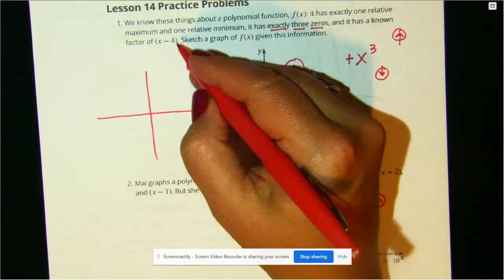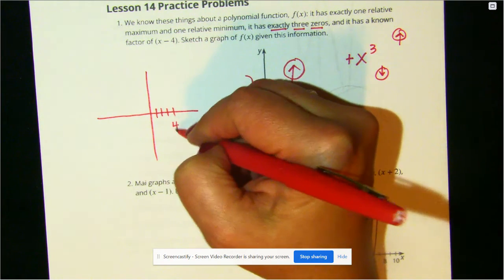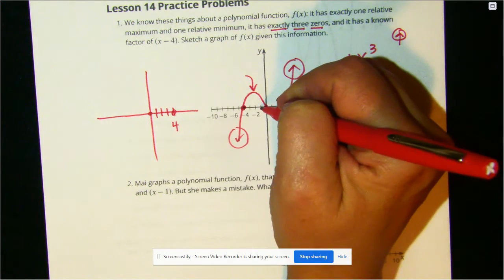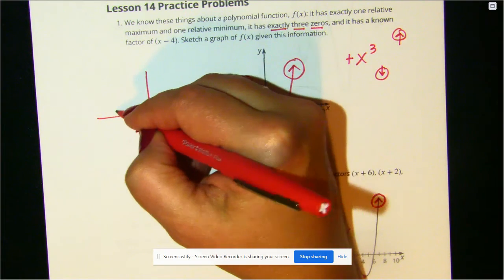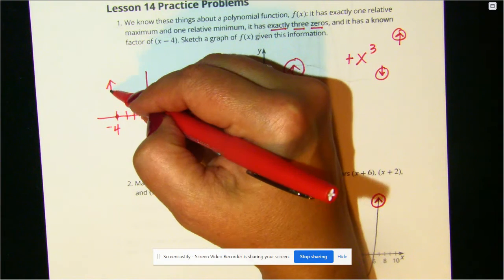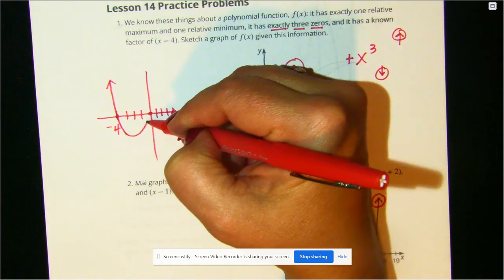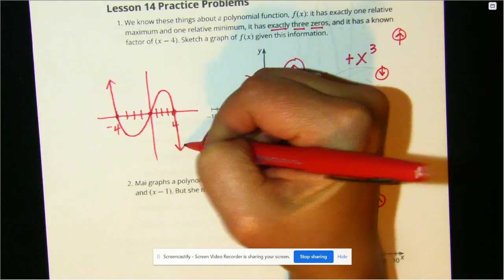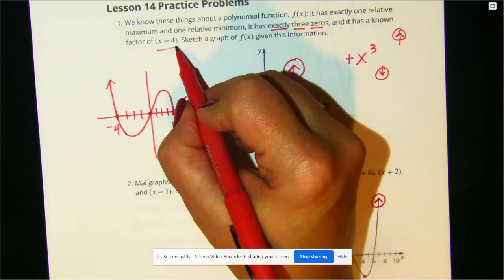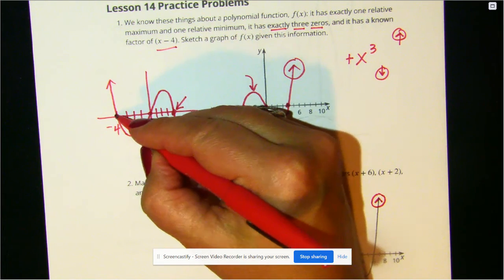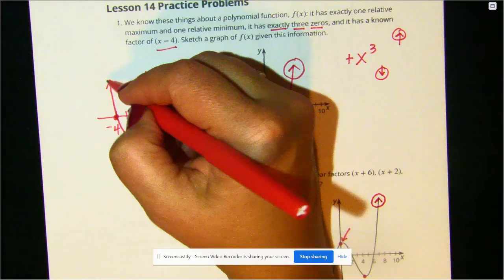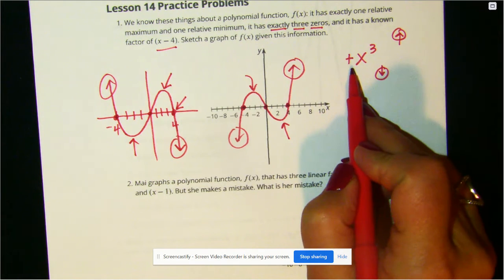It would still touch at positive 4. Let's just use the same ones. 1, 2, 3, 4. But maybe it goes like this. So it's the min, then the max, right? That would be okay too. It touches at 4, which is this one. It's got 3 zeros. It's got one relative max and one relative min. This would just be if there was a negative number in front of the whole thing. Okay?